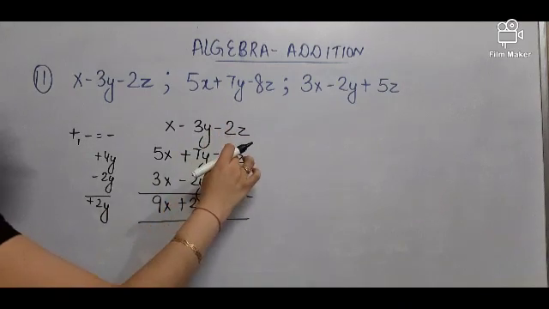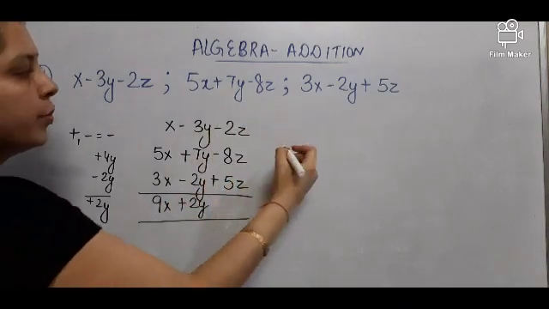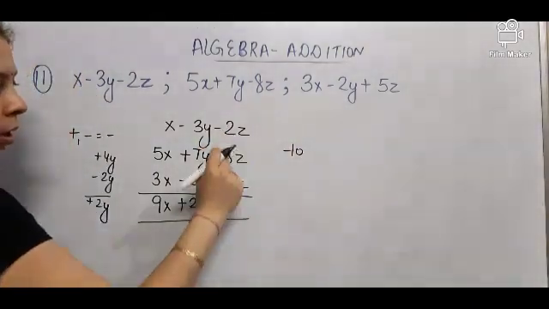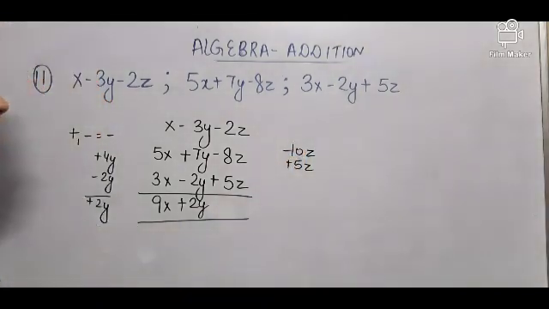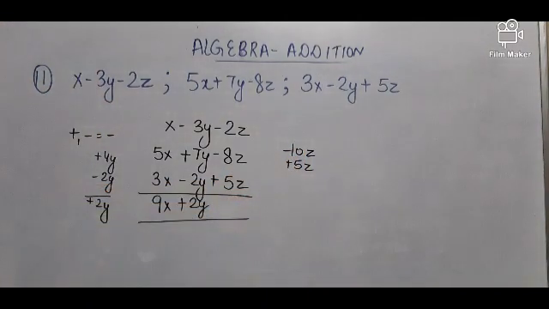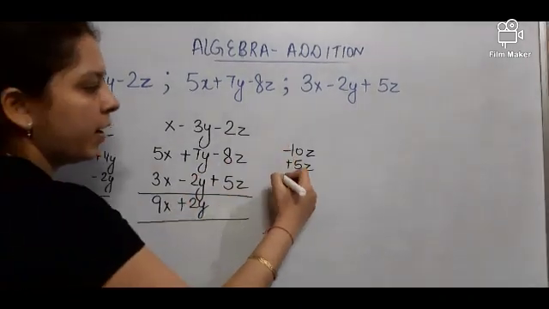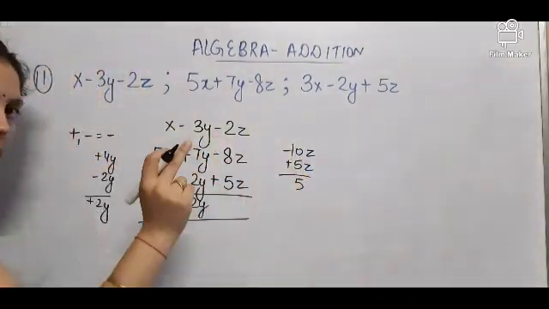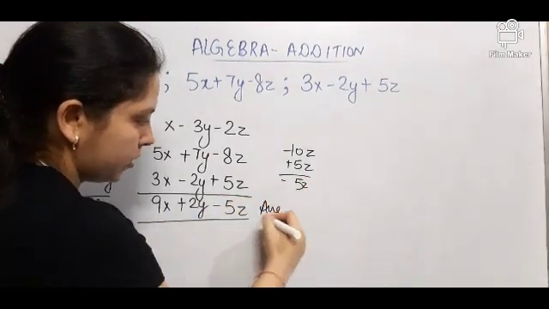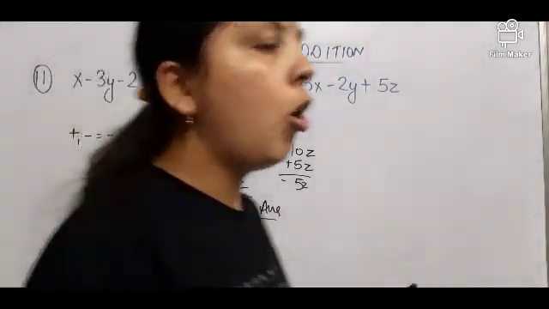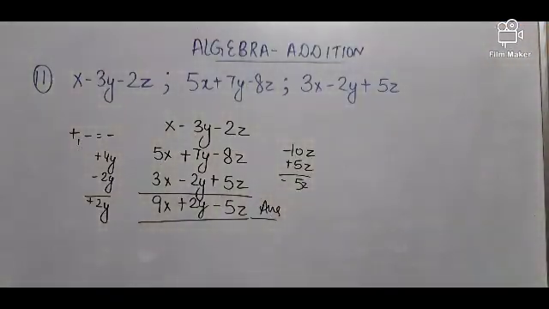Now 2 negatives result to positive, so 8 plus 2 is 10, and 8 is preceded by negative sign, so minus 10z plus 5z. So one positive and one negative results to negative, so 10 minus 5 is 5, and as 10 is preceded by negative sign, so minus 5z. This is the answer of this question. I hope you get this question. So all of the questions we can do with any method. You can do row method, you can do column method, you can do any of the methods, whatever is suitable to you.